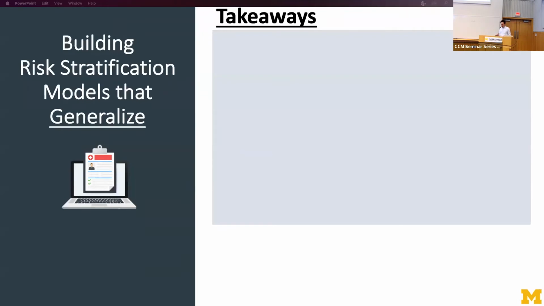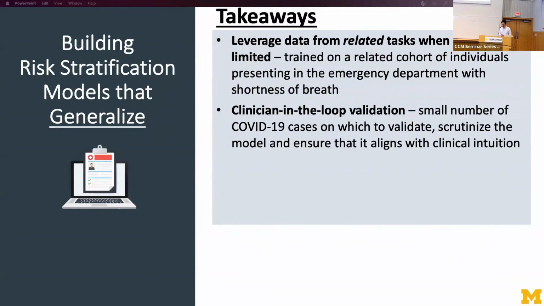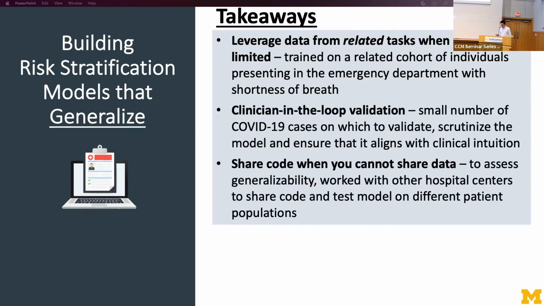I want to conclude by highlighting a few of the main takeaways that were key to our success. First, given that we have limited data for the COVID-19 patients, we leveraged data for a related cohort that's similar enough, but also gave us more data to train the machine learning model with. And second, we relied on clinical expertise to make sure our model is robust and matched with their intuition. And lastly, sharing code instead of sharing data allowed us to conduct this extensive large-scale external validation, which helped us verify the generalizability of our model.